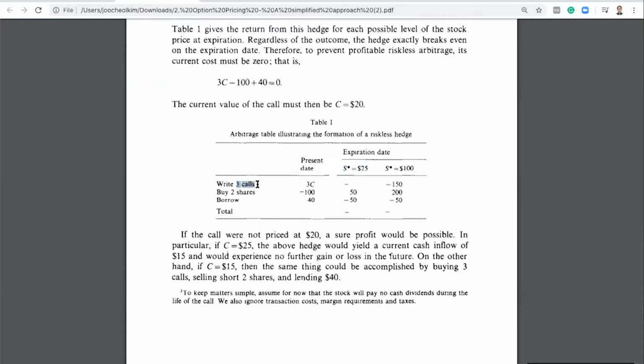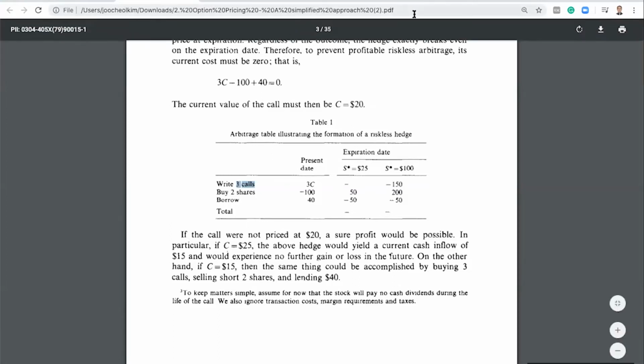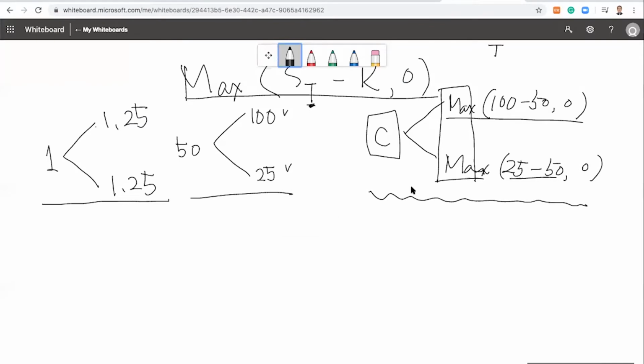For the call options, you are in a short position of the call option. Just think about the payoff of the short position of the call option. The future price in this setting is either $25 or $100. Maybe I can draw a picture. This is the payoff diagram, and the call option's payoff diagram looks like this.